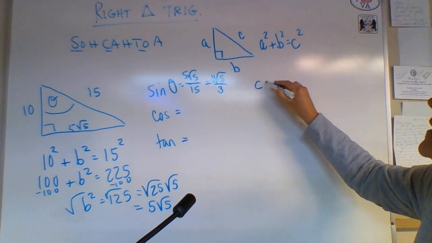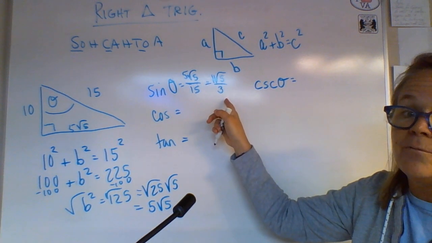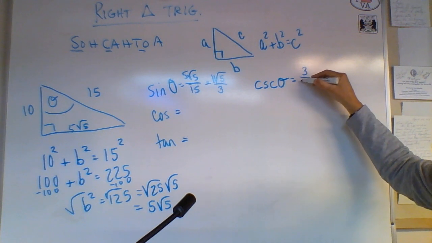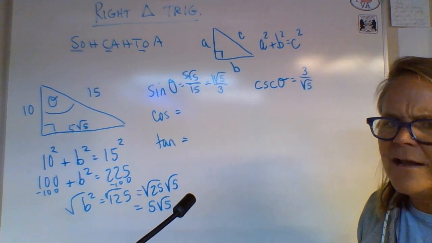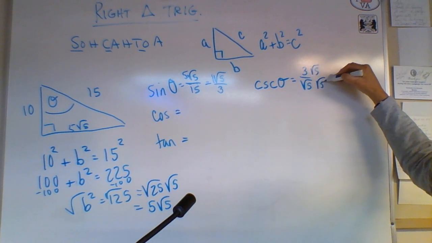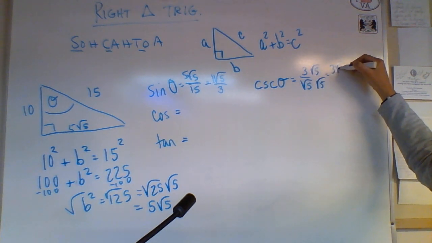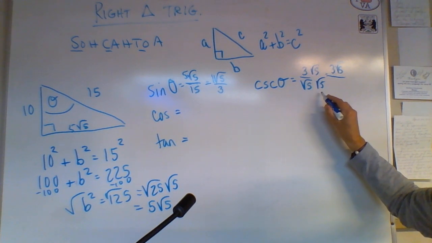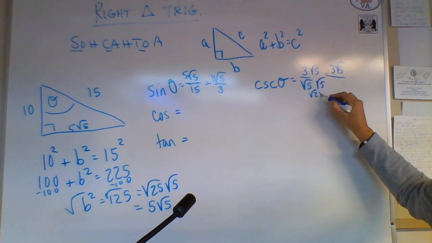So now what is cosecant? You want to flip the thing that you've reduced. So that's going to be 3 over radical 5. You can't have a radical in the bottom. You got to multiply by stuff that we did at the beginning of the year. Well, 3 times radical 5 is 3 radical 5. Radical 5 times radical 5 is radical 25, which really is just 5.